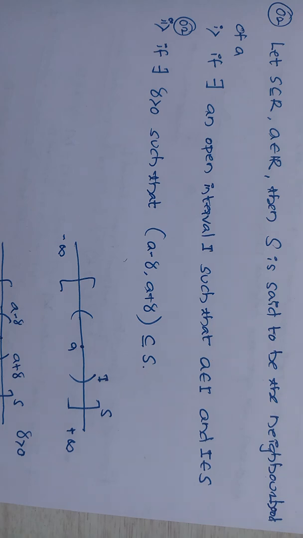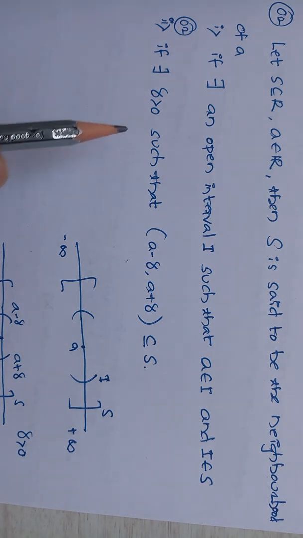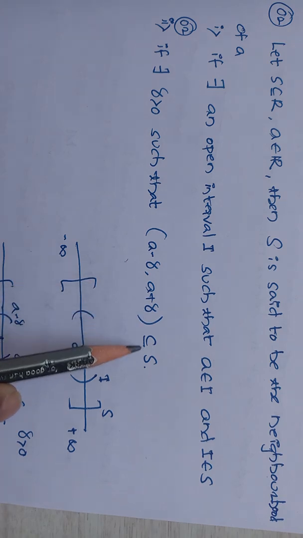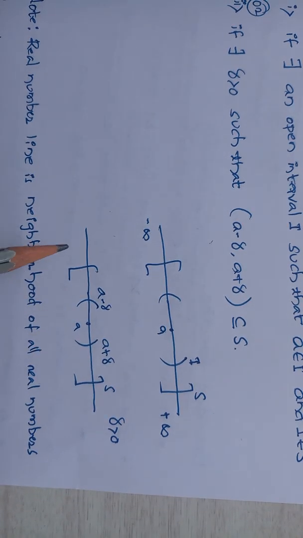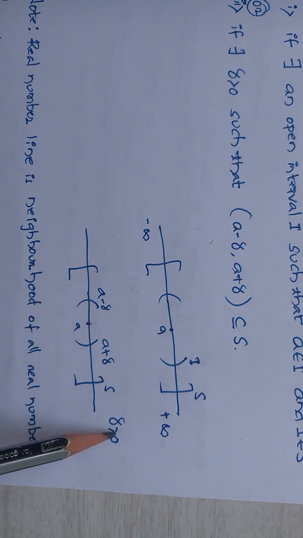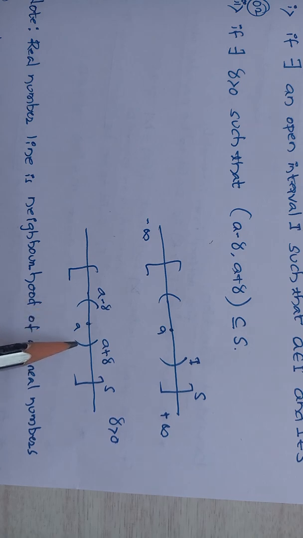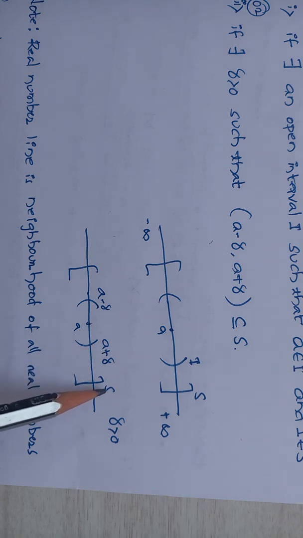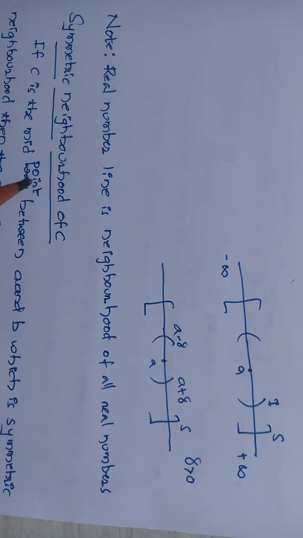Now for the other case, if there is delta greater than 0 such that (A minus delta, A plus delta) is a subset of S. Diagrammatically, consider a real line and denote a point A. Construct an open interval from A minus delta to A plus delta. Whatever the distance from here to here is, that is your delta, greater than 0. Then the open interval (A minus delta, A plus delta) is a subset of what? S. Here I can draw a closed interval S. So (A minus delta, A plus delta) is a subset of S.